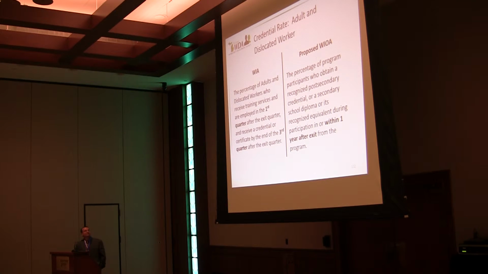Okay. There is a credential rate under adults and dislocated workers. It used to be under, or will continue to be under WIA, of those who are in training service and employed in the first quarter after exit, how many receive a credential by that third quarter after exit. Under WIOA, this changes. They're looking at the percentage of participants who obtain that post-secondary credential or secondary school diploma or GED within 1 year after exit from the program.